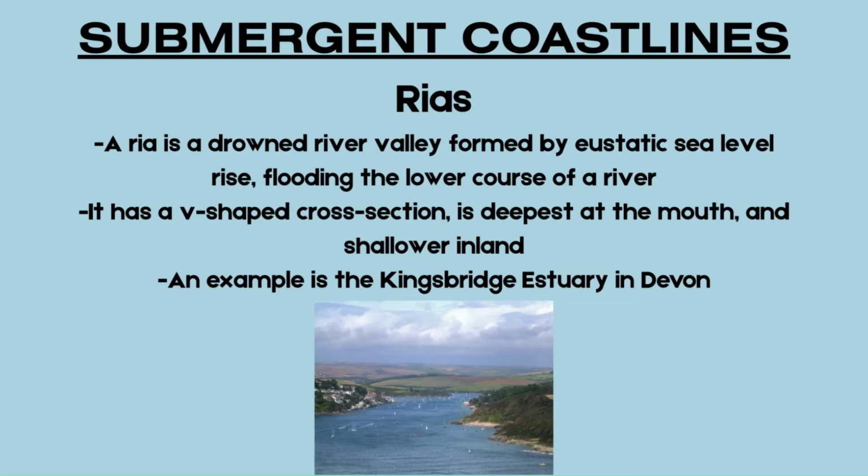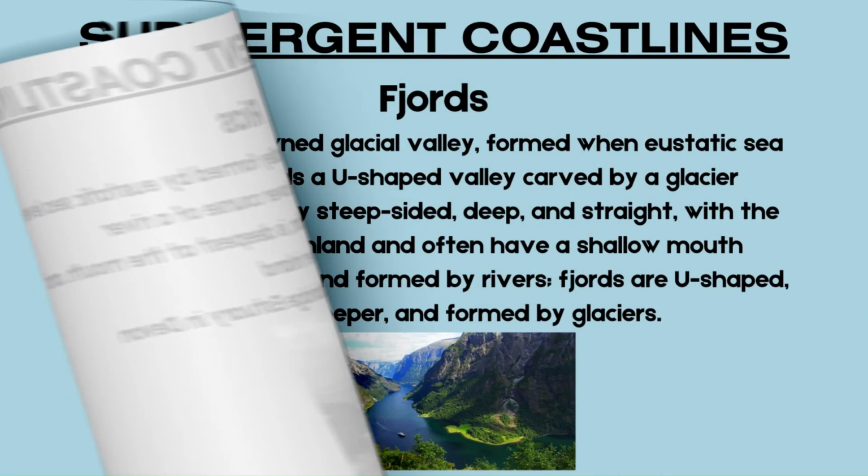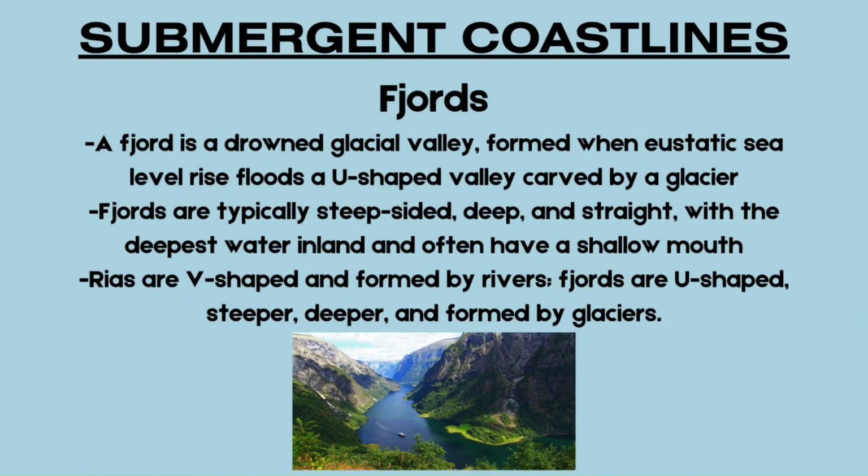A ria is a drowned river valley formed by eustatic sea level rise, flooding the lower course of a river. It has a V-shaped cross-section, is deepest at the mouth and shallower inland. An example of this is the Kingsbridge estuary in Devon. This is shown below. Next, fjords.